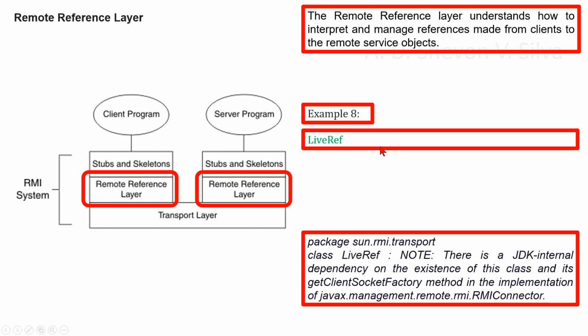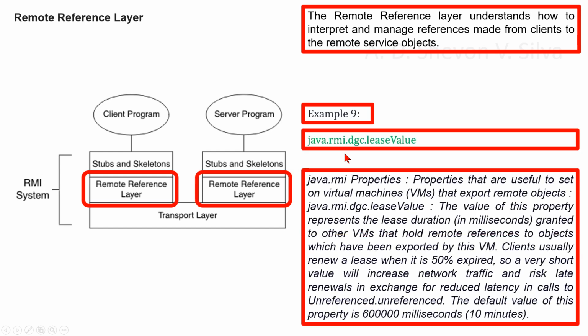sun.rmi.server. Now we are considering class LiveRef. Note there is a JDK internal dependency on the existence of this class and its getClientSocketFactory method in the implementation of the javax.management.remote.rmi connector. This is in the package sun.rmi.transport.